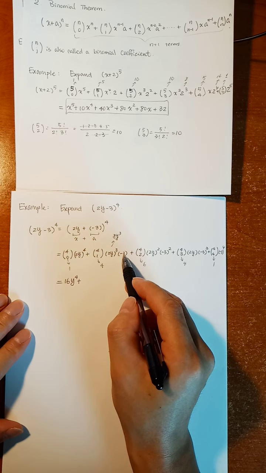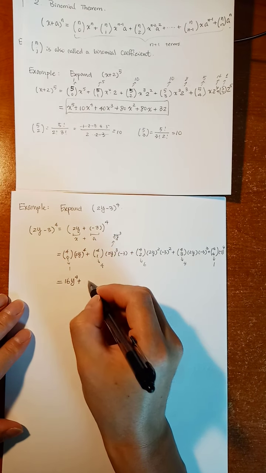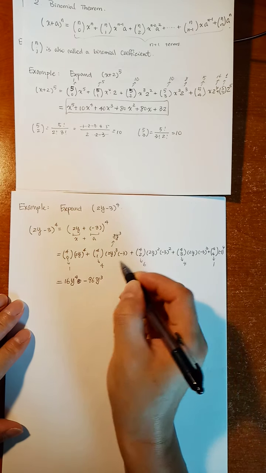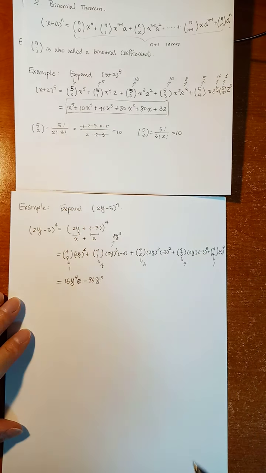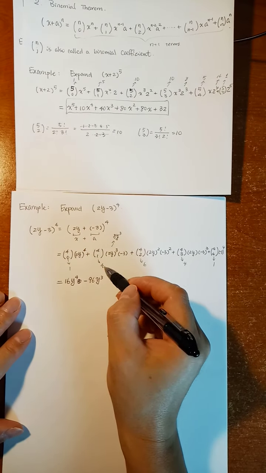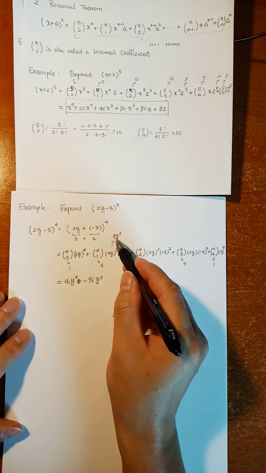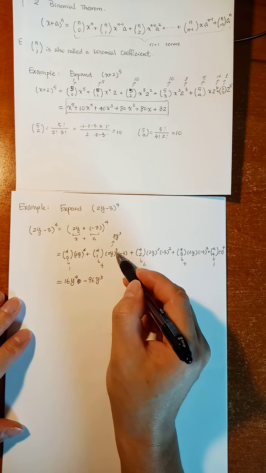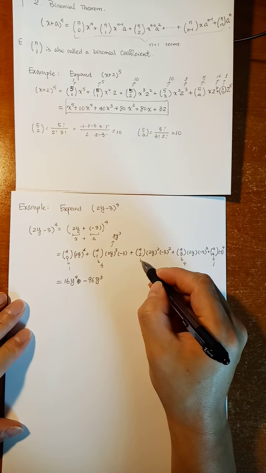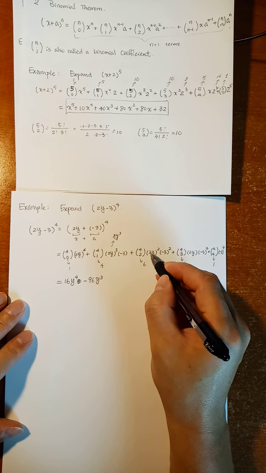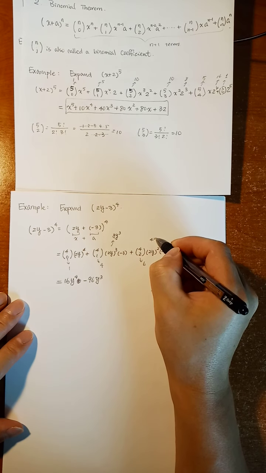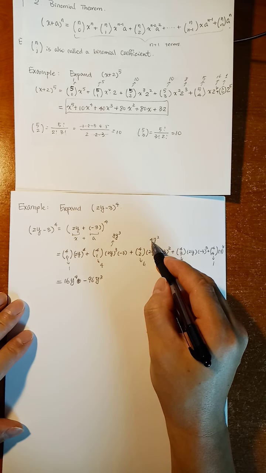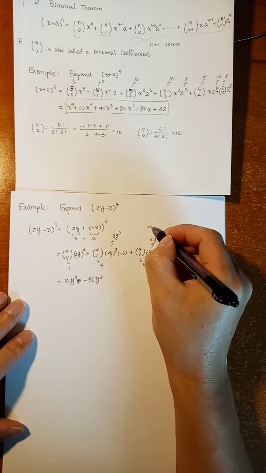32y cubed times negative 3 becomes minus 96y cubed. Okay, so 4 times 8 is 32, 32 times 3 is 96, negative, so it's minus 96y cubed. Here, it's a 6. A 2y squared is a 4y squared. 6 times 4 is 24, right?